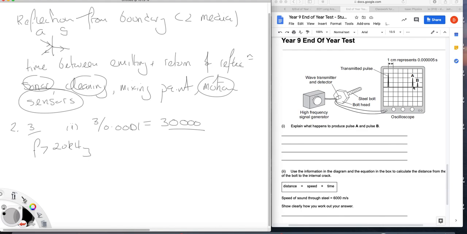So A is reflection at the crack. B is reflection at the end of the bolt.